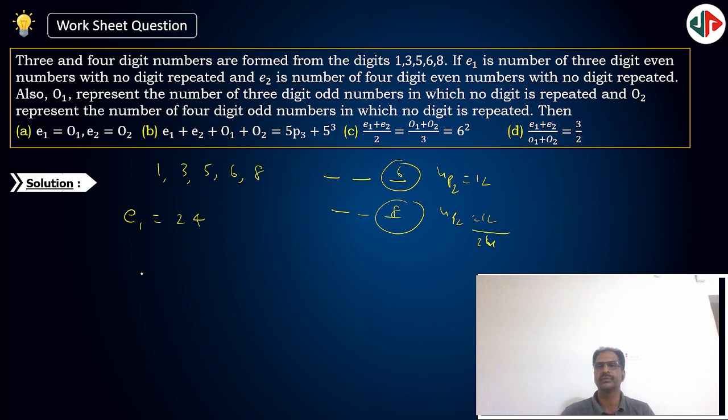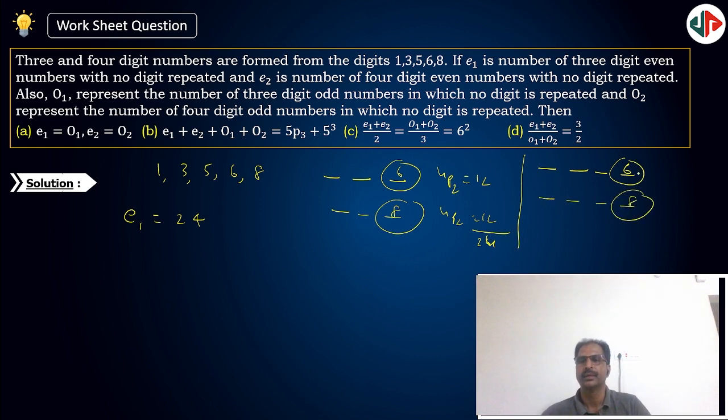E1 is the number of 3 digit even numbers. Next, E2 is the number of 4 digit even numbers. For the number to be even, its last place should be either 6 or 8. So when 6 is fixed, 4 digits, 3 places. 4P3, which is 24. Here also you get 4P3, which is 24. So E2 is equal to 48.